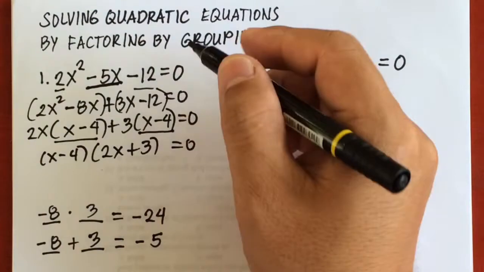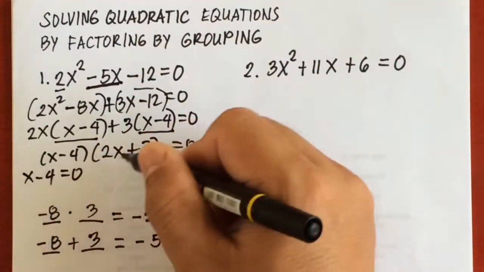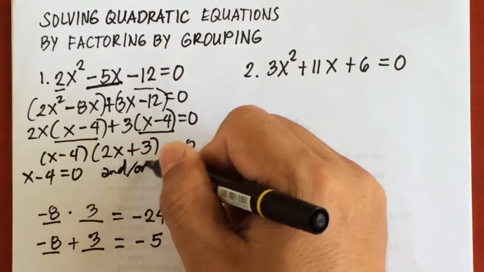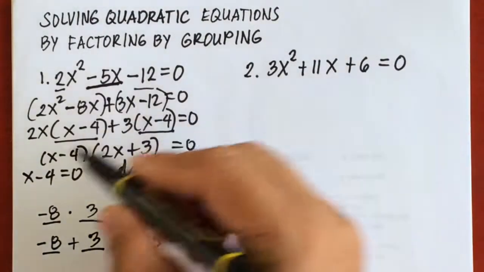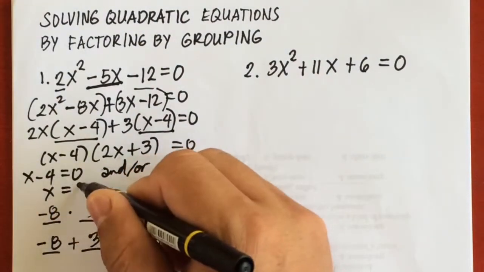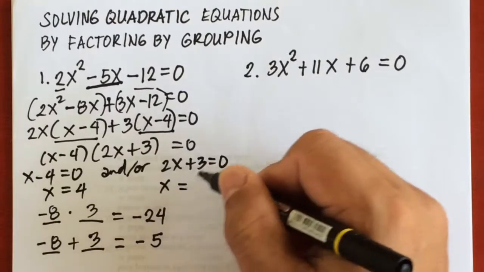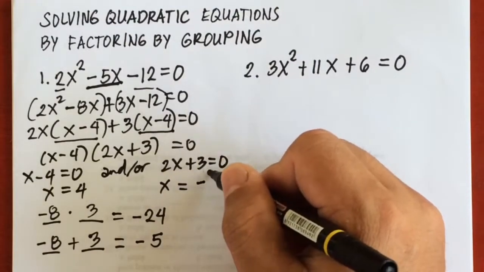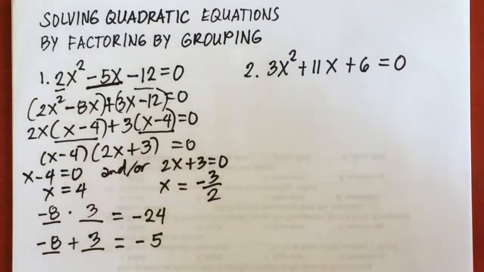And then we're going to apply the zero product property. We're going to have x minus 4 equals 0, and or 2x plus 3 equals 0. And here x is equal to 4, and in here x equals, this will become negative 3, then divided by 2, so negative 3 over 2.